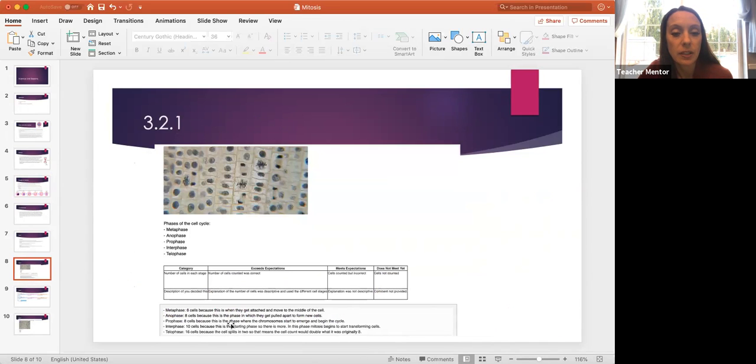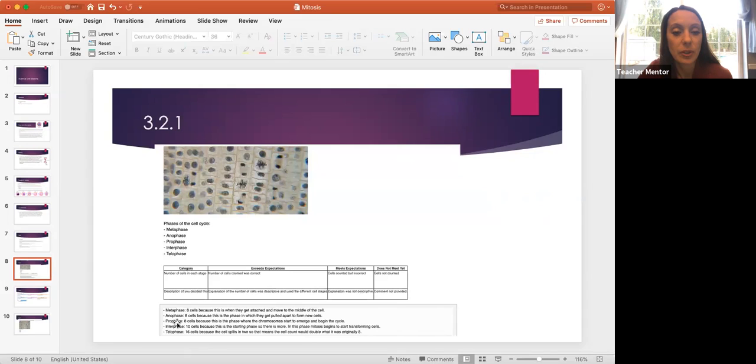8 cells, because this is the phase where the chromosomes start to emerge and begin the cycle. So they estimated about 8. Again, they're right. This is when the chromosomes begin to condense and you can see them. Okay, metaphase. 8 cells, because this is when they get attached and move to the middle of the cell.